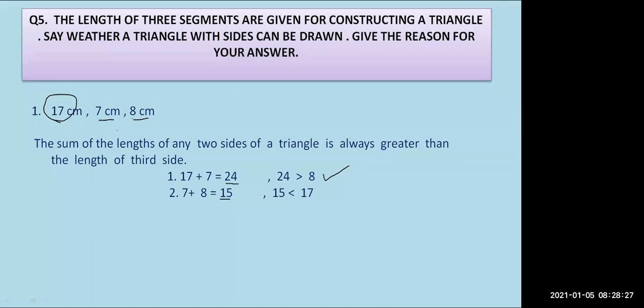So the sum of the length of any two sides of a triangle should always be greater. But here it is not greater. The sum that I have got is less than the third side. Our third side is 17 centimeter. So the property is not applicable over here because 15, the answer that I got, is lesser than the third side.